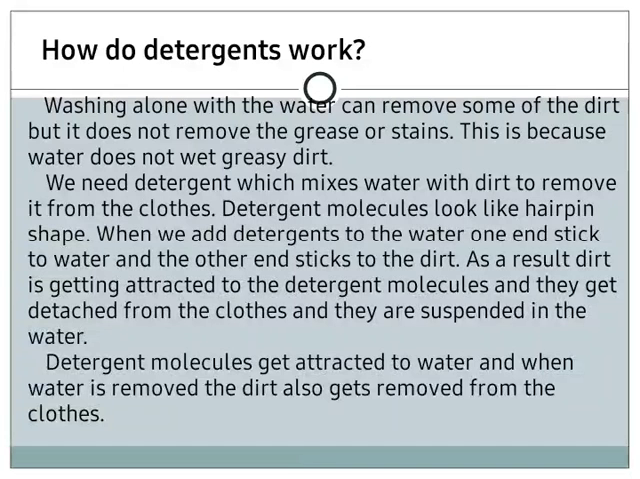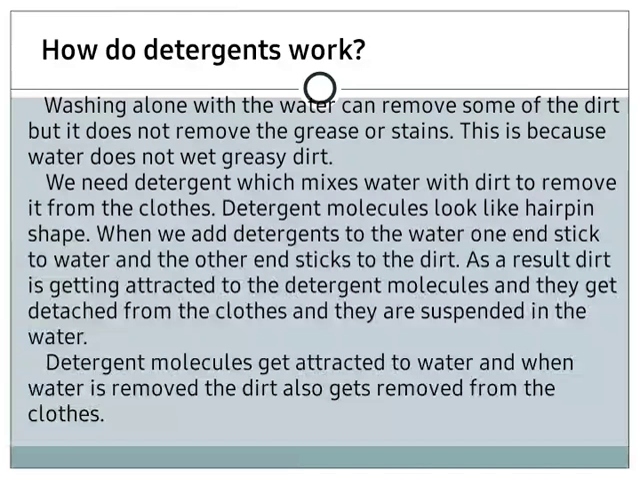And the next question is, how do detergents work? You know that washing alone with water can remove some of the dirt, but it does not remove the grease or stains. This is because water does not wet greasy dirt. So we need a detergent which mixes water with dirt to remove it from the clothes.